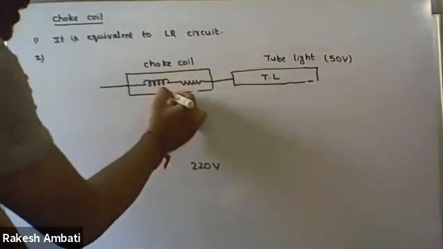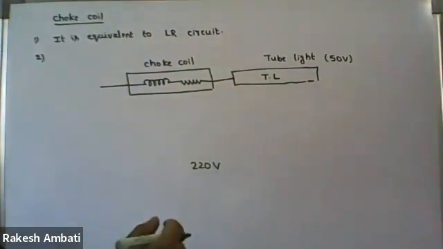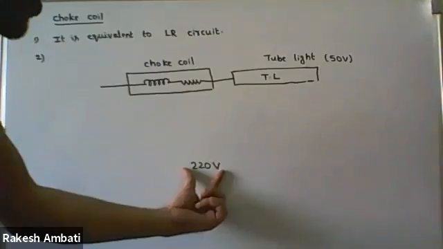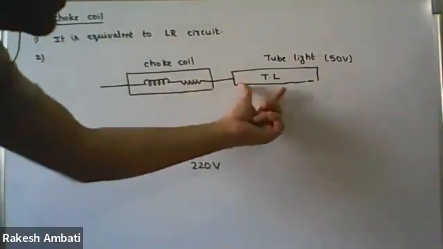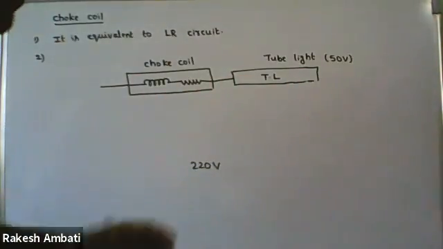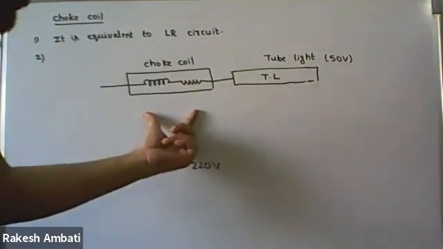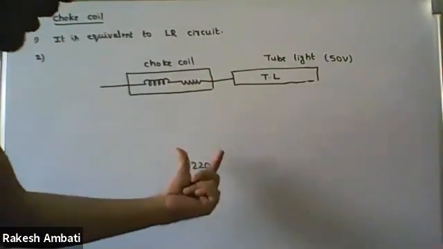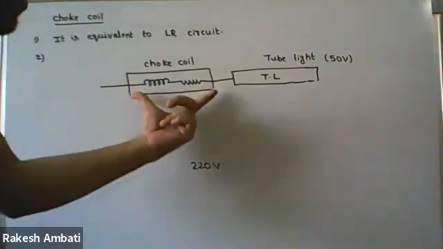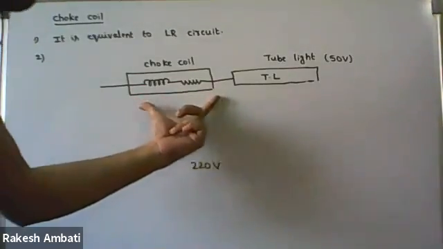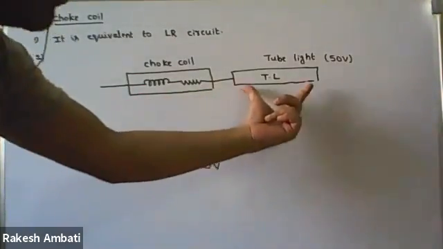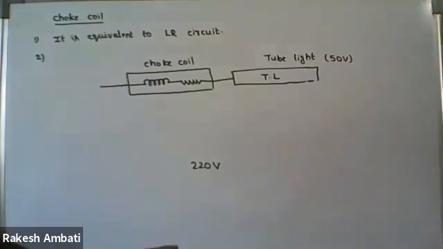And why connect in series combination? In series combination, this potential will be distributed among themselves, or not? Sharing will take place, or not? So out of 220 volt, some potential will be dropped over here and the remaining will be dropped over here accordingly. Is it clear? My point is clear.